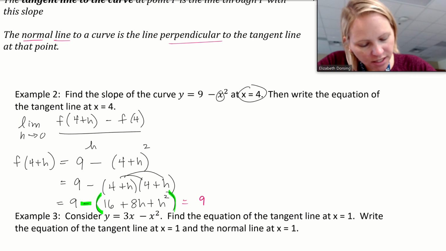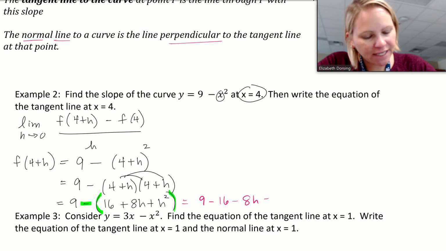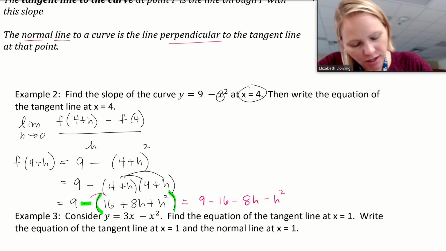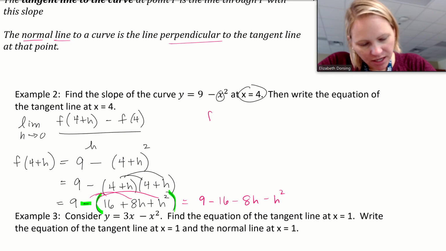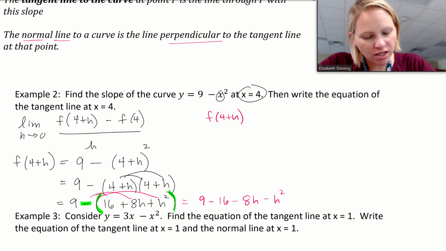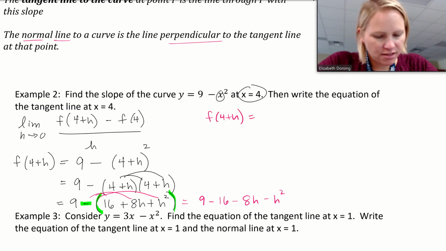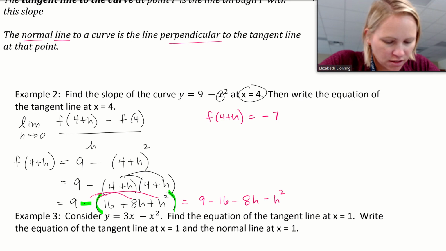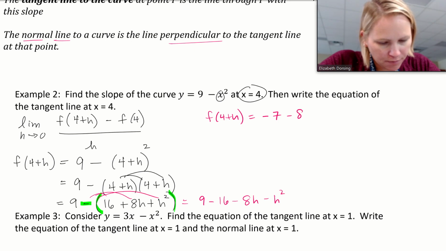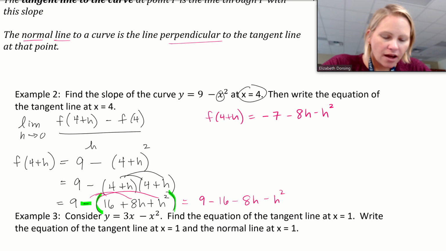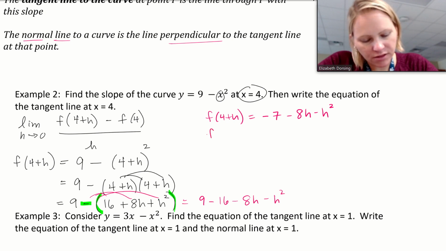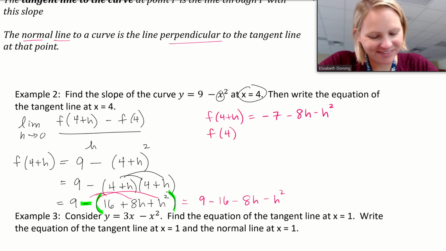So I need to do one step, and I need to say 9 minus 16 minus 8h minus h squared. I need to distribute my subtraction through the quantity. And so that brings me to this, f of 4 plus h, 9 minus 16, here we go. So now what I'm going to do is find f of 4. That's the really easy part. 9 minus 16, that's easy.